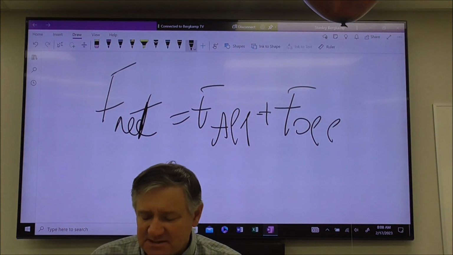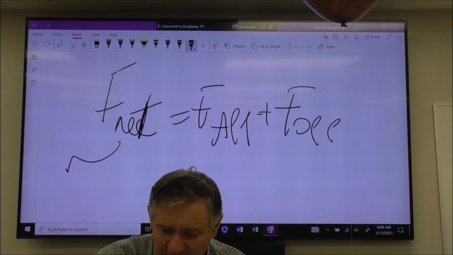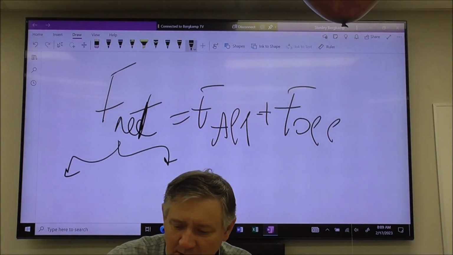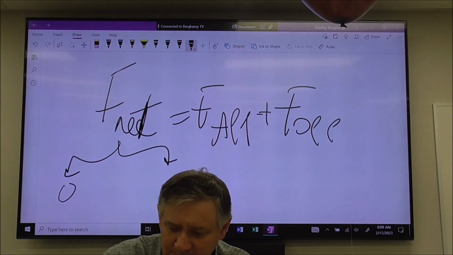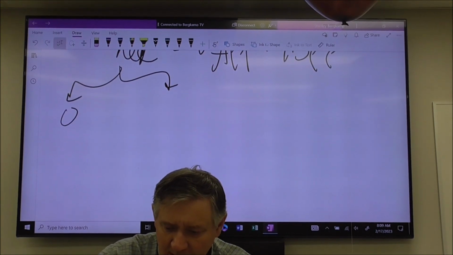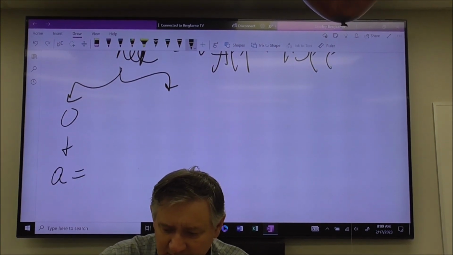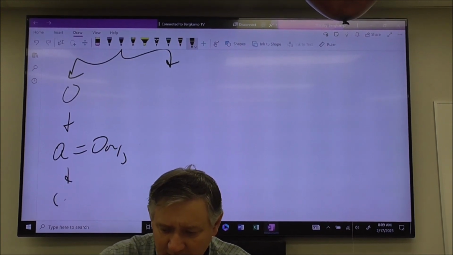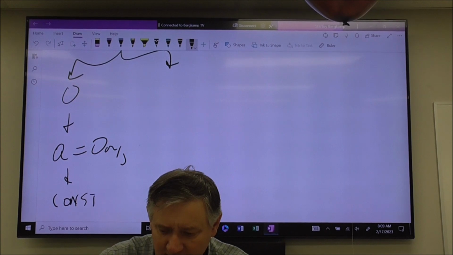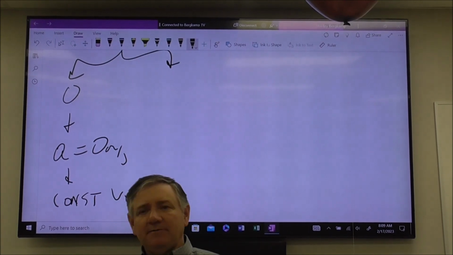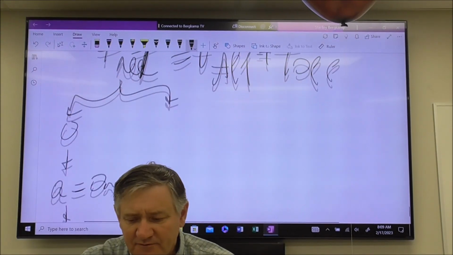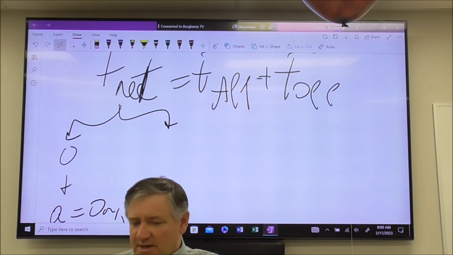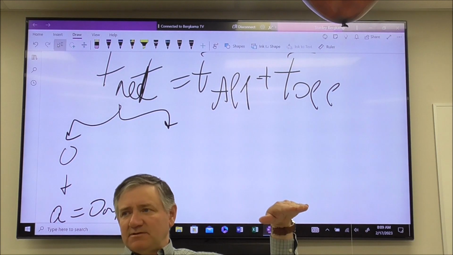Now, the beauty of this is that there's only two things that can happen to force net. If your force net equals 0, that means that acceleration equals 0, which means that you have constant velocity. Okay? Now, if your net force is equal to 0, that doesn't mean that there aren't forces acting on the system. It just means that everything adds up to equal 0.